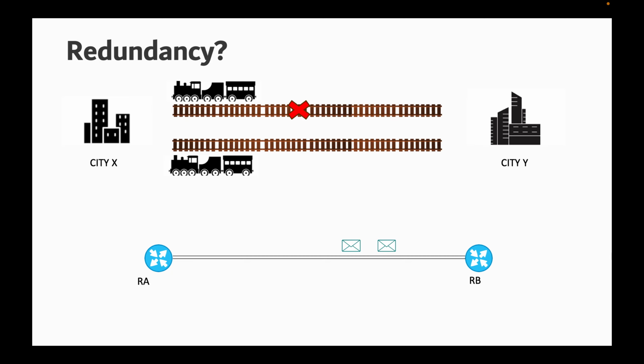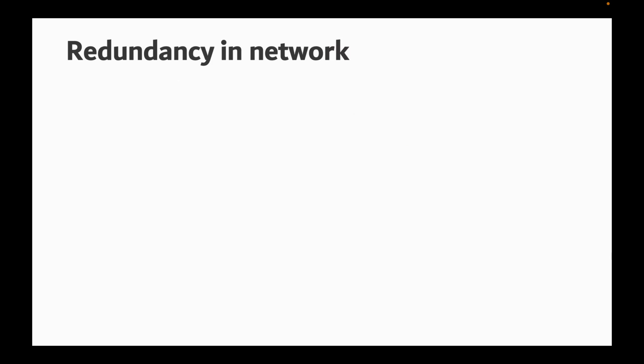So this helps prevent disruptions, keeping things running smoothly, and ensuring that important messages get through even if there are obstacles along the way. So redundancy in a network is very essential. Networks need redundant links to improve their availability.